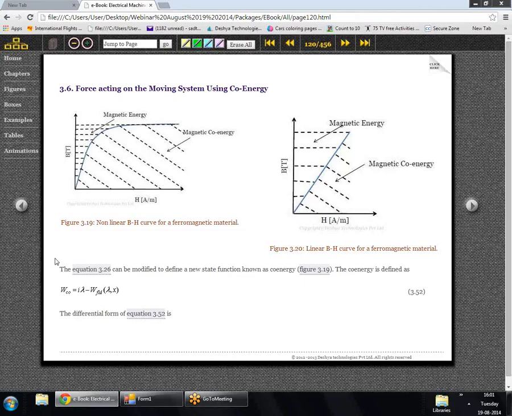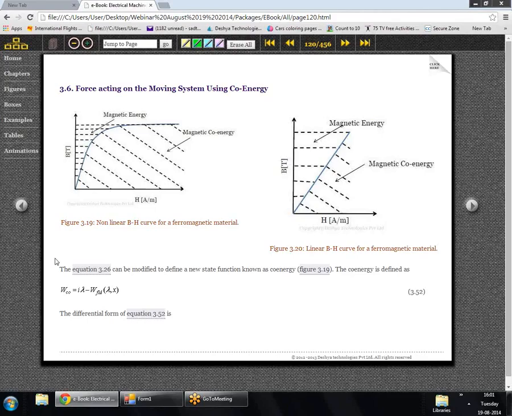Energy can be understood by the curves that we have in figure 3.19. Here it's clearly shown what is the magnetic co-energy and which one is the magnetic energy. If you have a non-linear BH curve, it is clear from figure 3.19 that the magnetic field energy is not equal to the magnetic co-energy. These two are different quantities. But if we consider a linear BH curve, then magnetic co-energy would be equal to magnetic field energy.